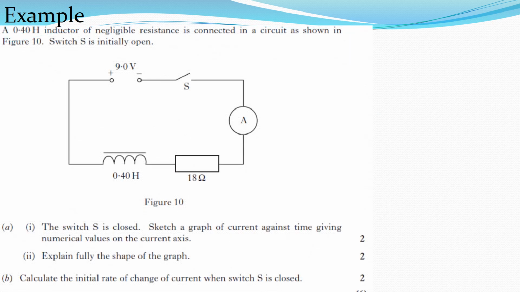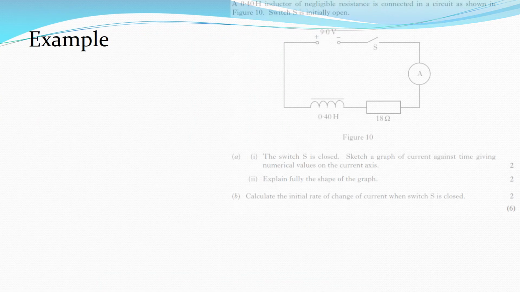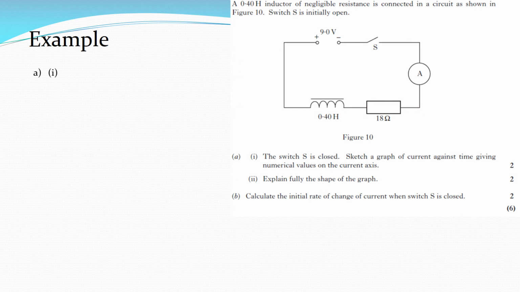Example. A 0.40 Henry inductor of negligible resistance is connected in a circuit as shown in figure 10. Switch S is initially open, then switch S is closed. You're asked to sketch a graph of current against time giving numerical values on the current axis, then fully explain the shape of the graph, and calculate the initial rate of change of current when switch S is closed. So here's our question. Let's look at each part.